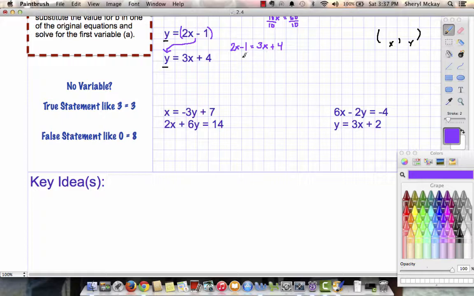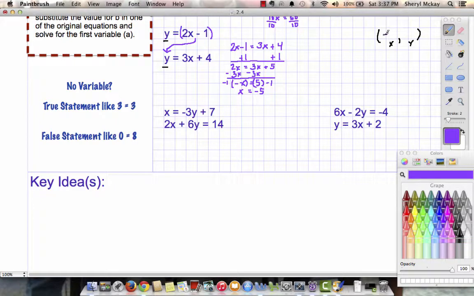Here's how I did it. Add 1 to both sides. And I got 2x equals 3x plus 5. Subtract 3x from both sides. And I got negative x equals 5. Problem is, I cannot have a negative x because I need it to be a positive x, because that's what I'm solving for. I'm solving for x, not the opposite of x. So that means I need to get rid of that negative. So I'm going to multiply both sides by negative 1. And I get positive x equals negative 5. Is that what you got?